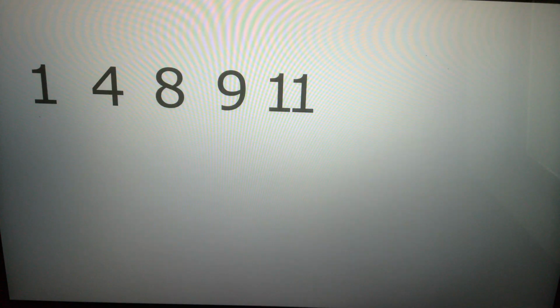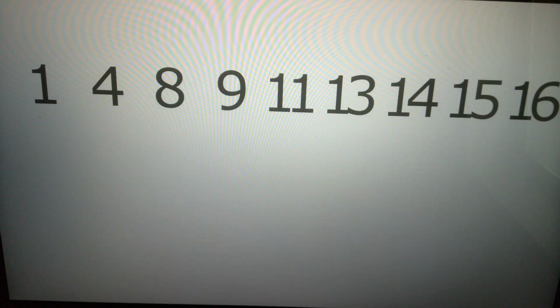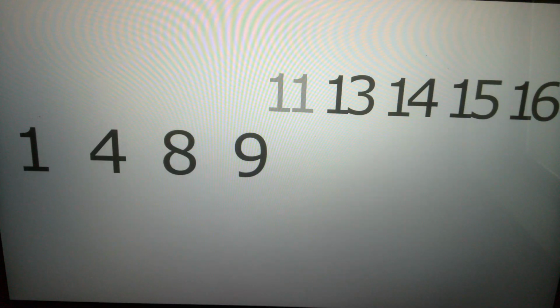1, 4, 8, 9, 11, 13, 14, 15, 16. The middle number, the median, this time is 11. It separates the numbers into 2 sets of 4. The lower numbers are 1, 4, 8, and 9. But this time there is no middle number. But don't worry, we can use the same rule.